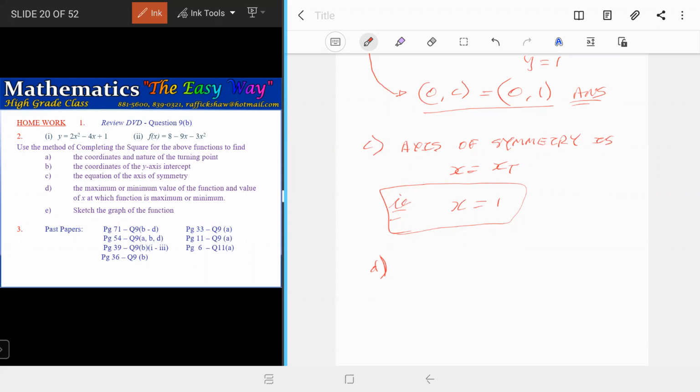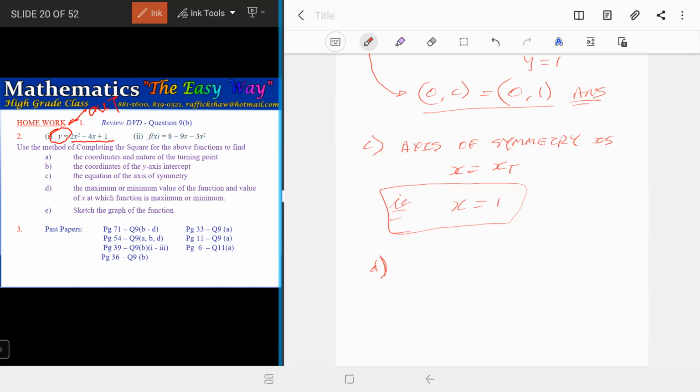Remember, the function is a y function, right? Because the y values are what you get out of the function. By putting x values inside here, you get y values out. So the function is referring to y. The minimum value of the y function is the yt value, the lowest value on the graph.